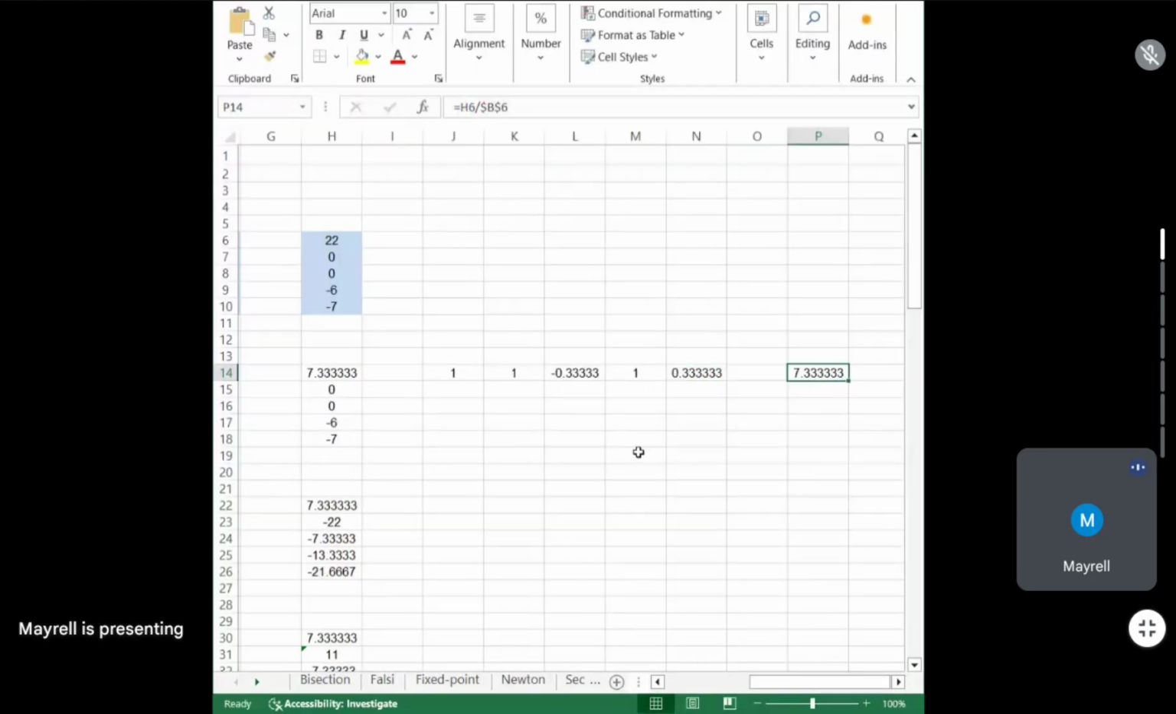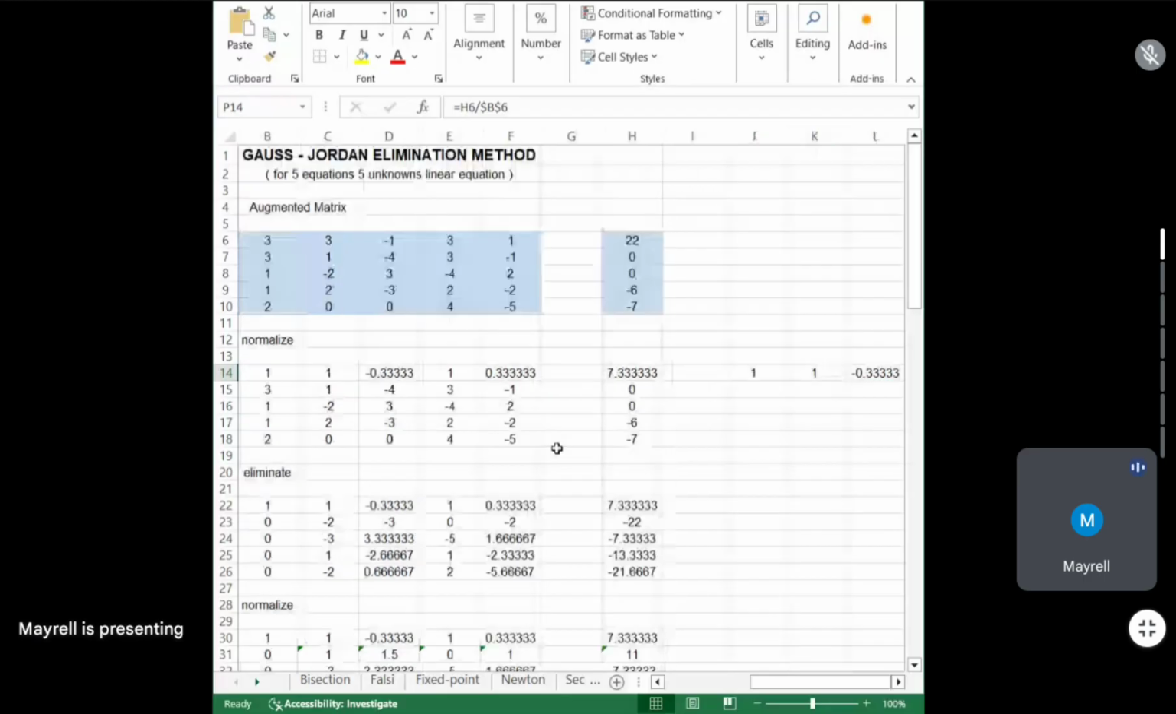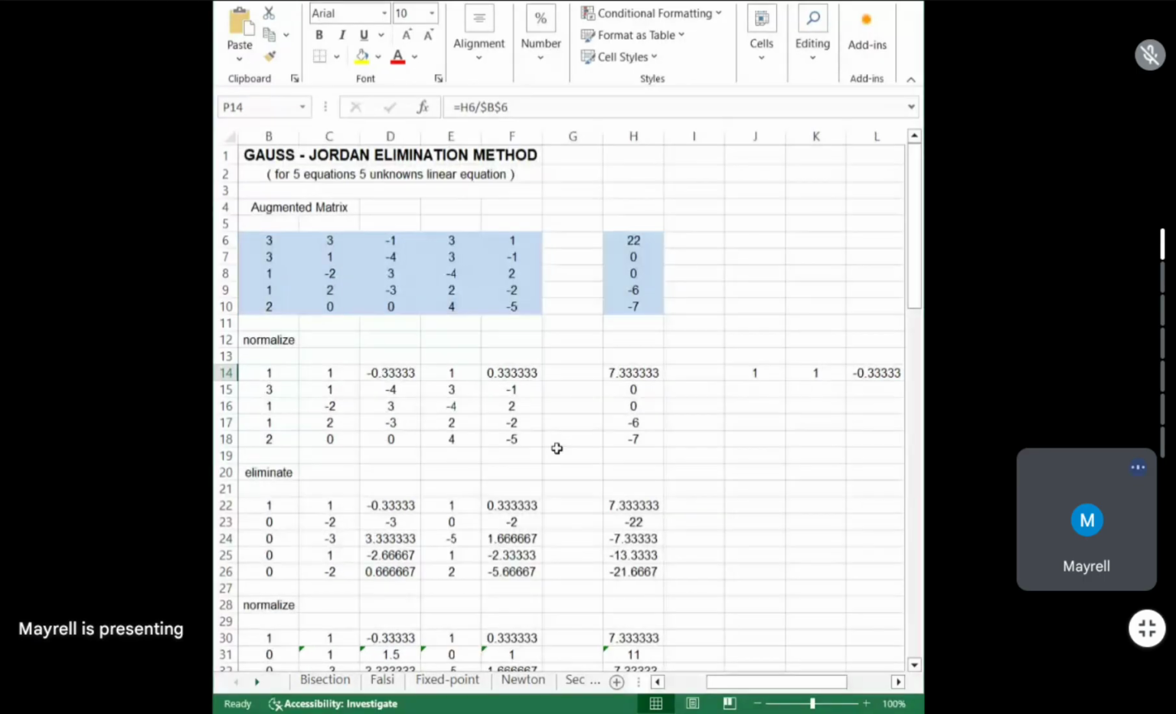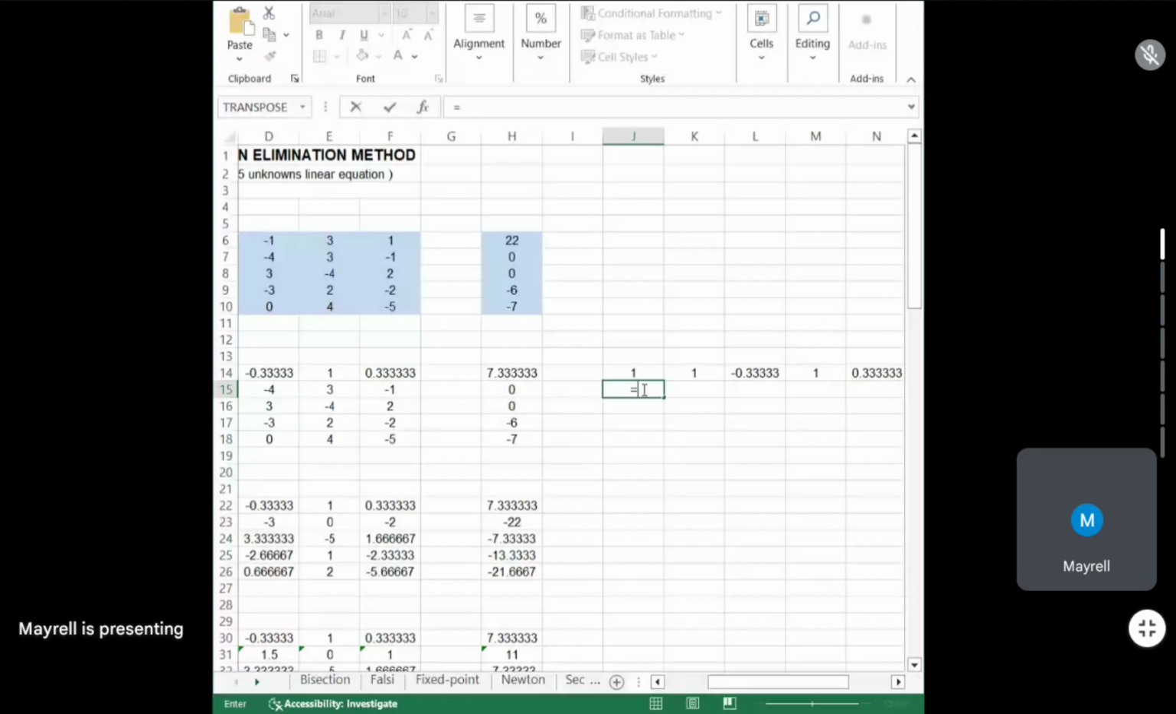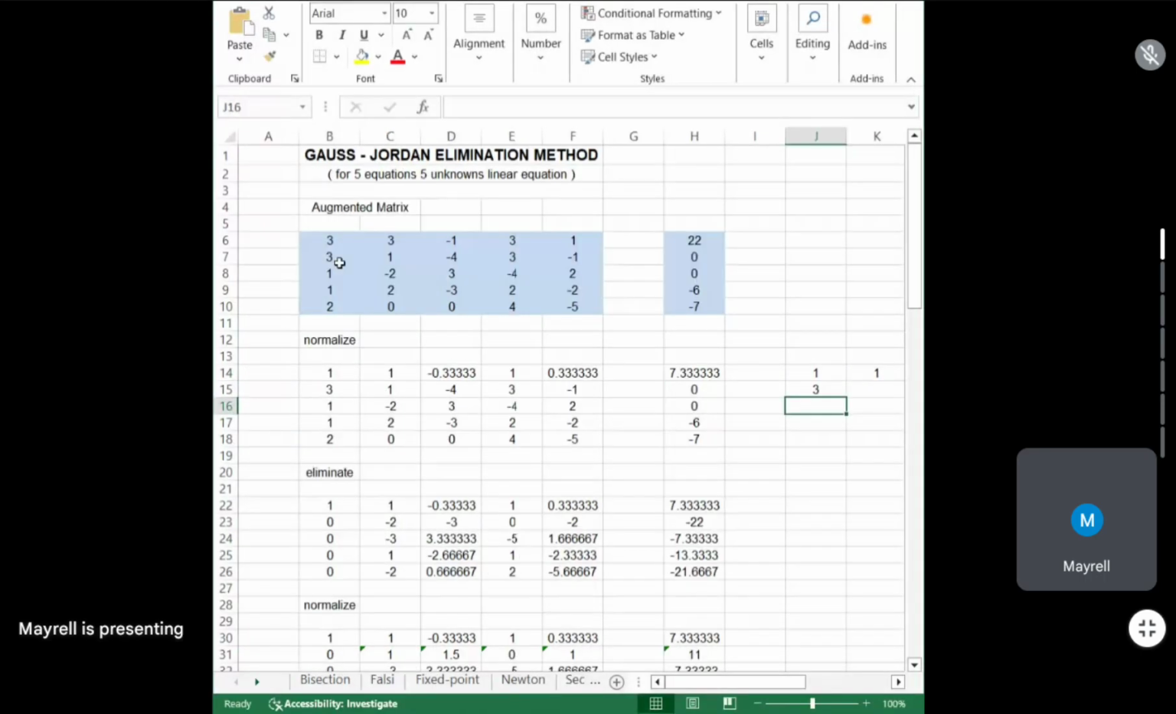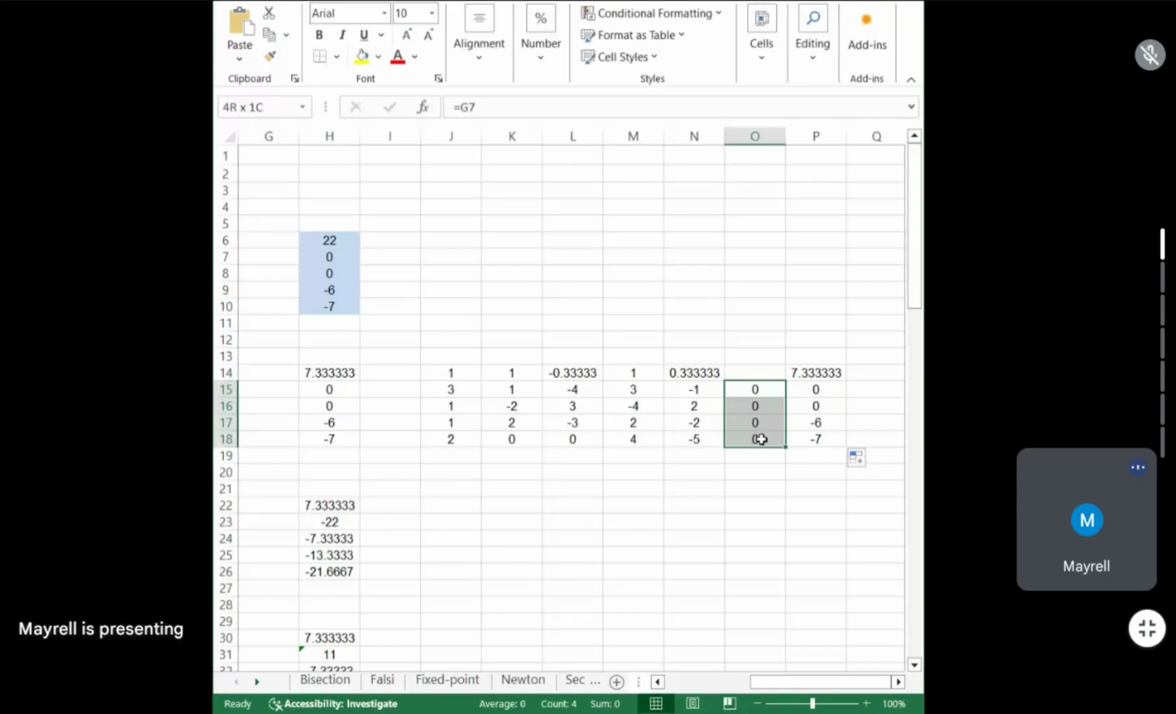Then the second to fifth row, you can just copy them. Pwede rin mo i-copy sila. Copy. Okay, pwede rin nga na. Then i-delete na ni kay wala di siya ilabot. Okay? So, okay, we have normalized the first row.